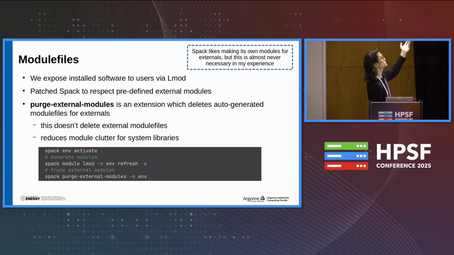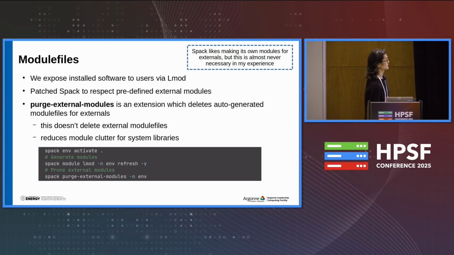So we do need to use module files. It's kind of non-negotiable for our facility. And something I noticed is that Spack likes generating modules for all of its specs, including externals that have their own module files. So I wrote a patch for Spack to respect predefined external modules. For example, if a compiler is loaded through a module, Spack will respect that. Or, more applicable, if a certain dependency requires a module, Spack will point any dependent modules to that module instead of a Spack-generated module file.